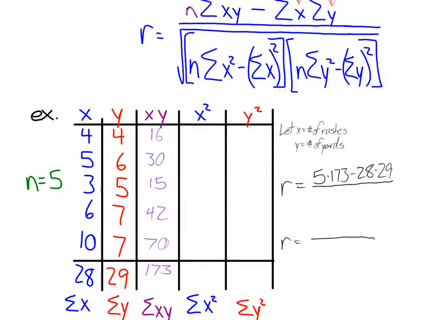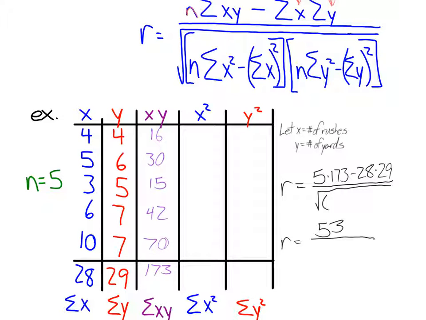Five times 173 minus 28 times 29. What? 53. Okay? So there's our numerator. So now we start looking at the denominator. The denominator can get a little messy, so you've got to be real careful with it. Okay? There's a big square root over the entire thing.